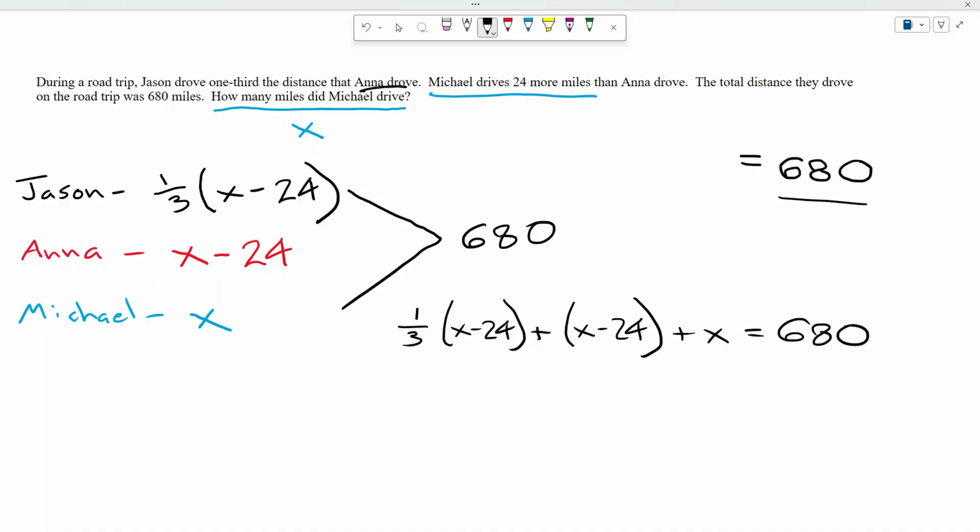All right, everything looks good. We have our equations set up. All three of them are accounted for. So now we can go about solving for our x variable.